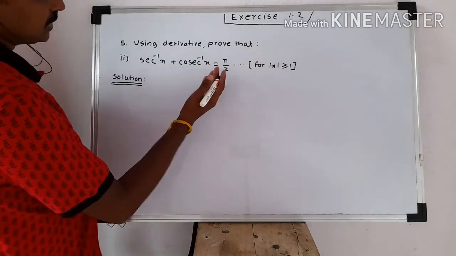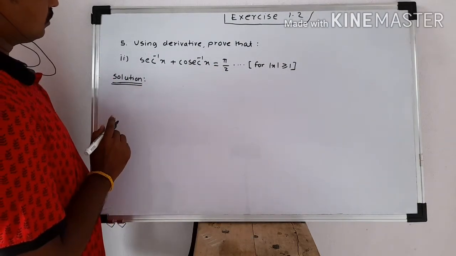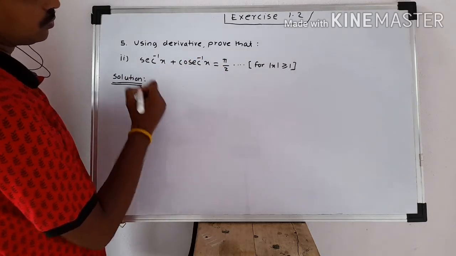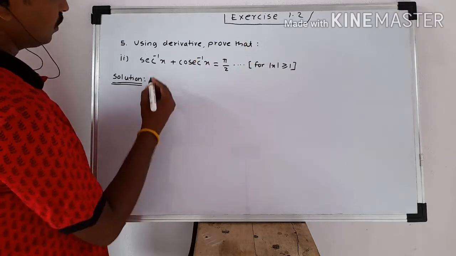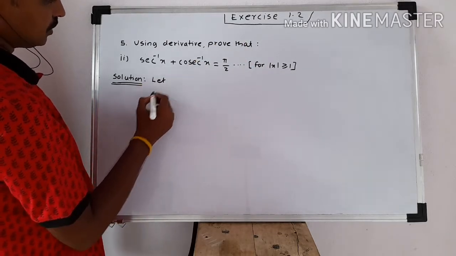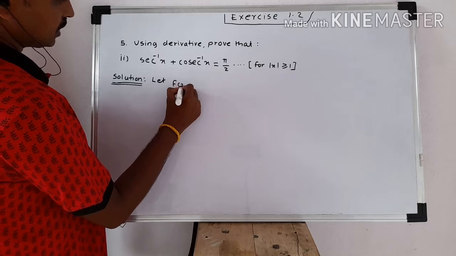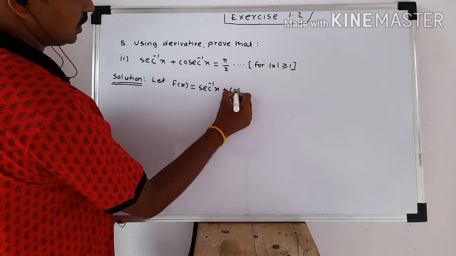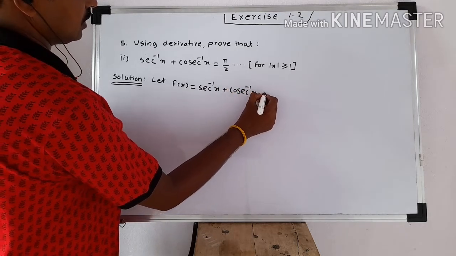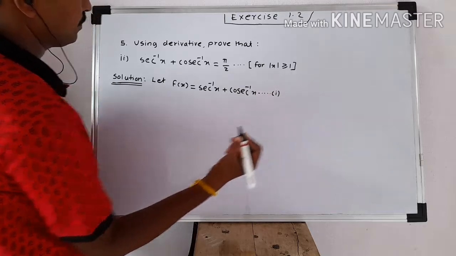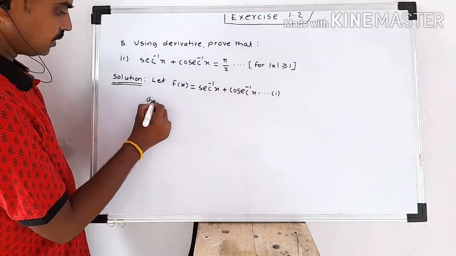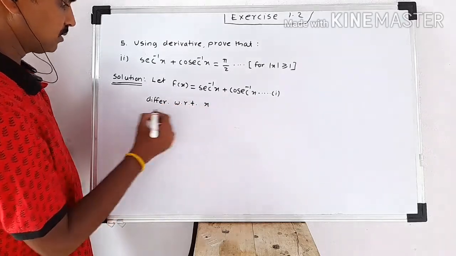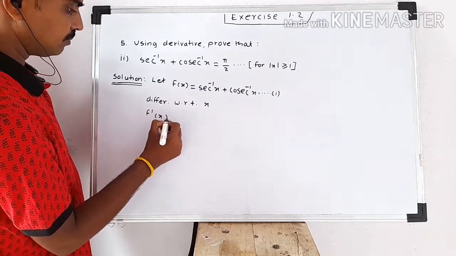Now, like the first example, we will prove the result for the second example: sec inverse of x plus cosec inverse of x equal to pi by 2 for modulus of x greater than or equal to 1. For this purpose, first of all let f of x equal to sec inverse of x plus cosec inverse of x. We will write this as equation number 1. Now after differentiating with respect to x, we will get the value of f dash of x.